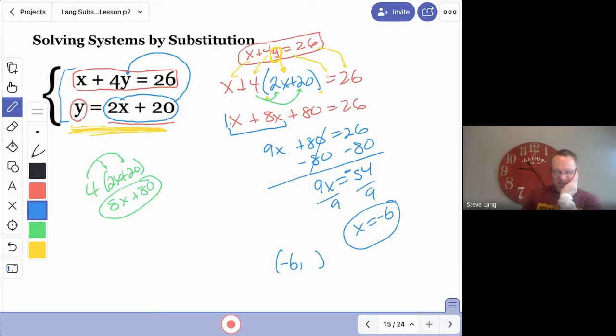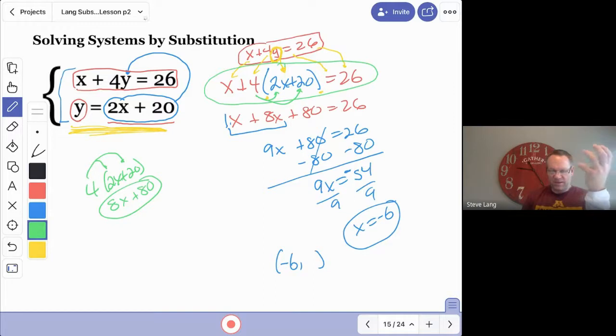One thing I want to mention here before I finish this problem, once we substituted in that little expression for y, notice there's no y's in the equation now. It's all x's. So now I can solve for x. You can only solve for a variable when that's the only variable in the equation. Okay, it's the only way to get it down to one number.